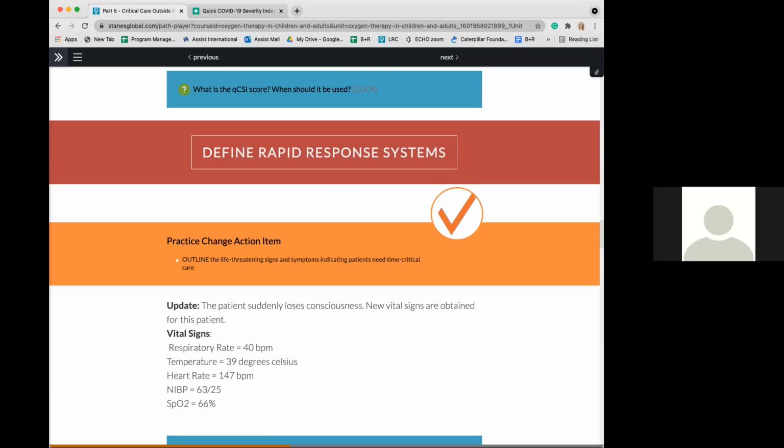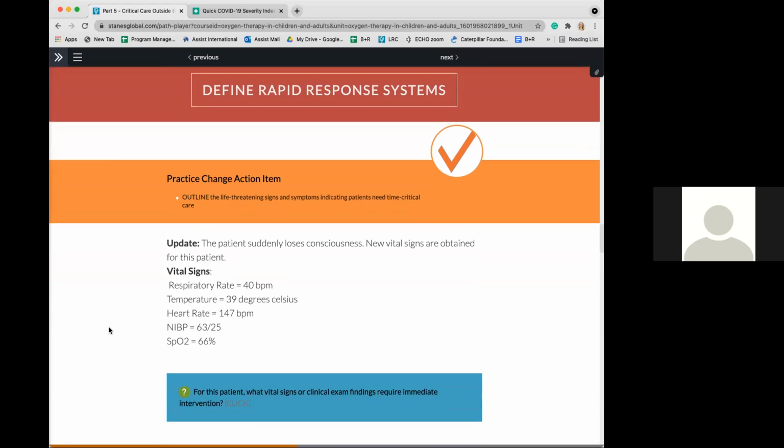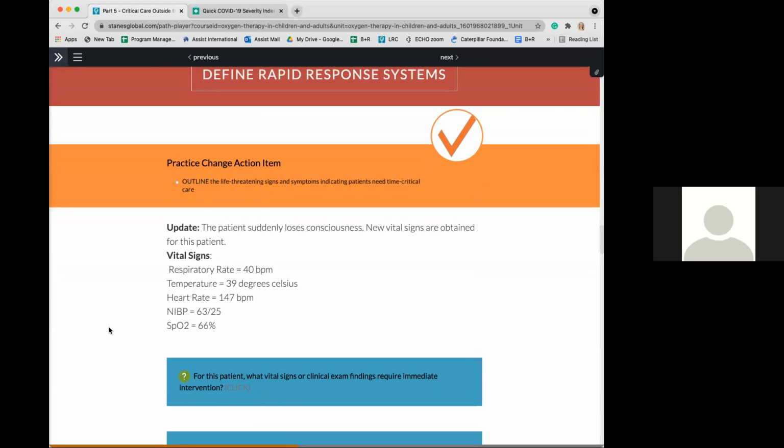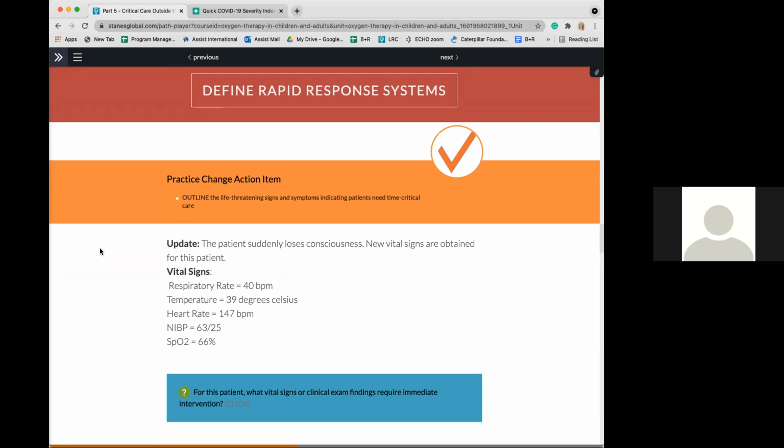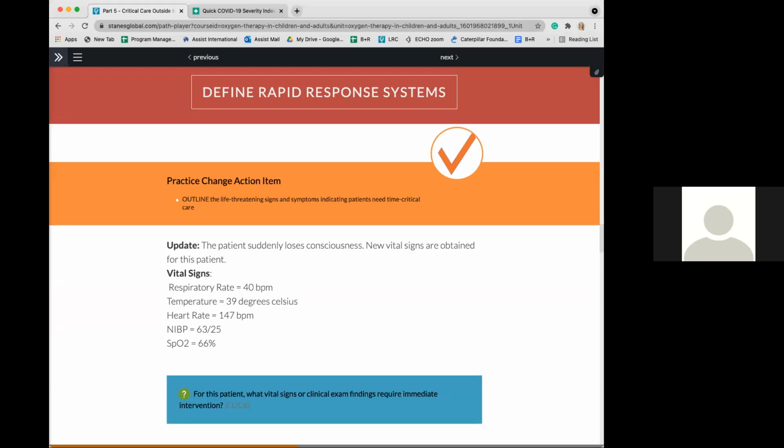If there are any questions, please feel free to drop them in our chat box there, and then we'll address them. The next session, we'll be looking at defining rapid response systems, which is one of the possible interventions that we can institute based on the scoring systems that we've just discussed. The practice change items here would be to outline the life-threatening signs and symptoms indicating patients need time-critical care.